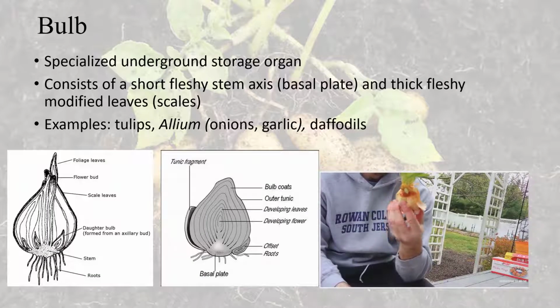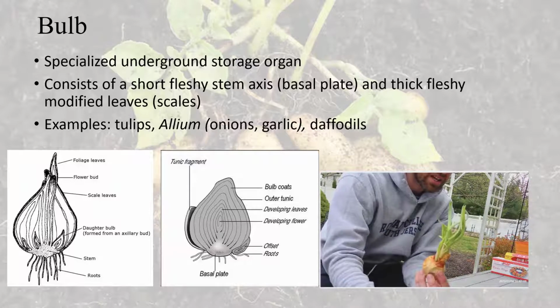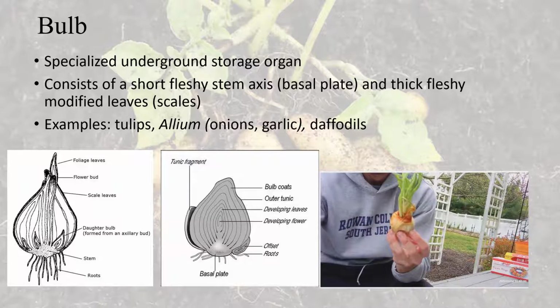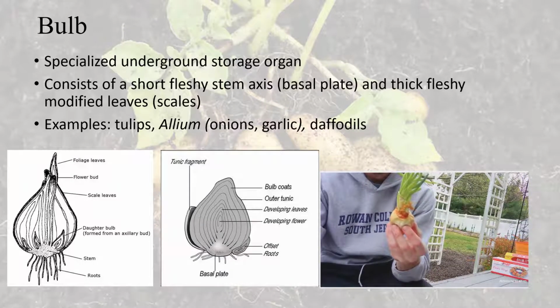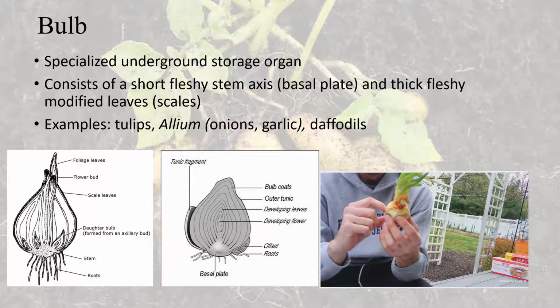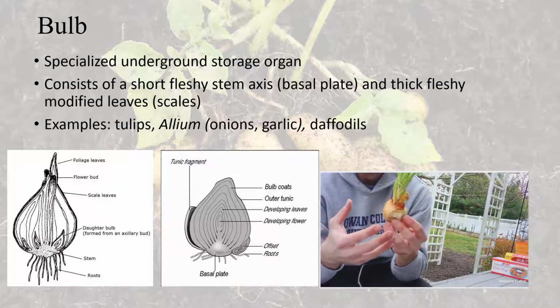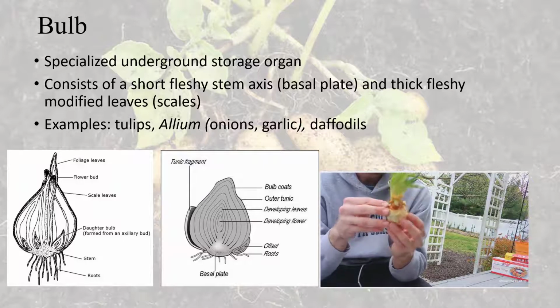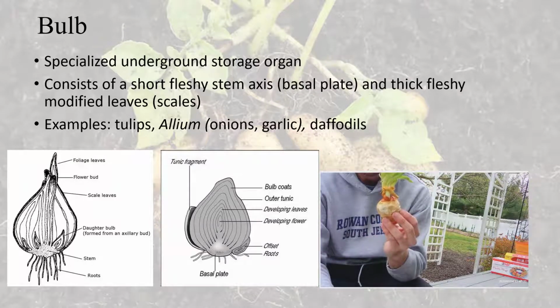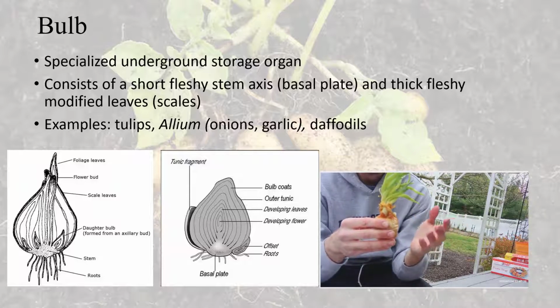So you have all seen bulbs before. This is an onion that has been left in my cabinet for a long time. Bulbs are specialized underground structures. They are stems, technically. They consist of an inner stem that is surrounded by modified leaves that we call scales. Those scales are typically fleshy, and they contain reserved food materials for the plant. Plants that produce bulbs are typically monocots, and there are different types of bulbs, tunicate versus non-tunicate. We're not going to get into that.